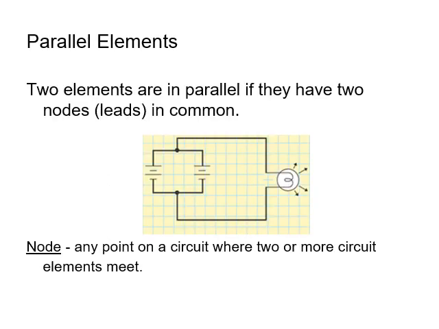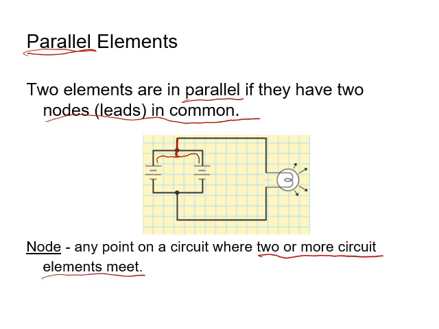All right, so we're going to be talking about parallel elements. The definition is that two elements are in parallel if they have two nodes, leads in common. So here's an example. These two batteries, the current goes from here and from here, and then the current adds up and goes into here. A node is any point in a circuit where two or more circuit elements meet.